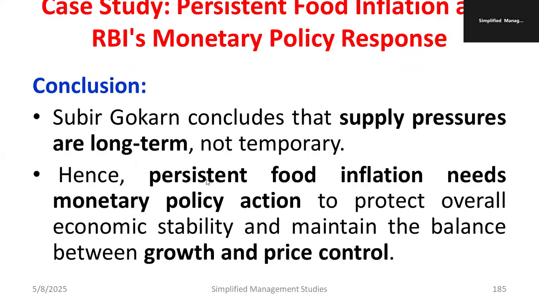Then the conclusion: persistent inflation needs monetary policy action, because the RBI has taken monetary policy action. They have taken sufficient action. It is necessary to protect overall economic stability. Otherwise, our national economy would go into an unstable condition. Maintaining the balance between growth and price control is mandatory. RBI is taking the action, and things are going smoothly.